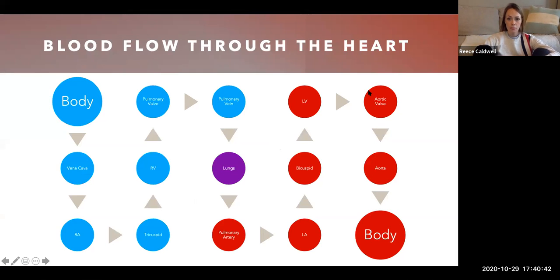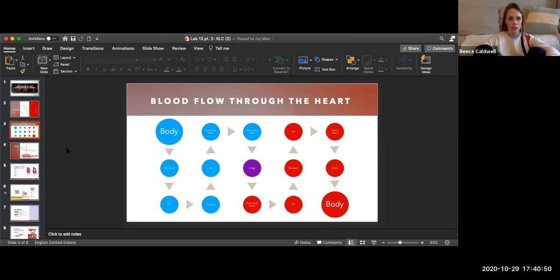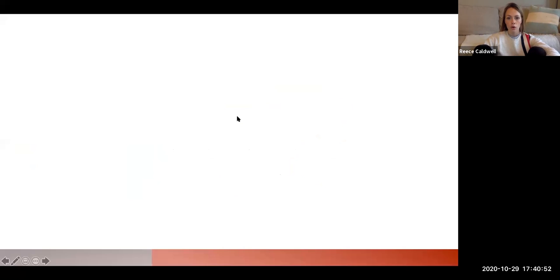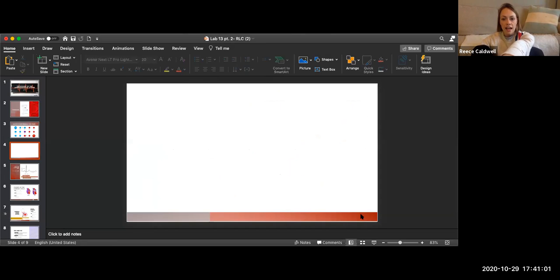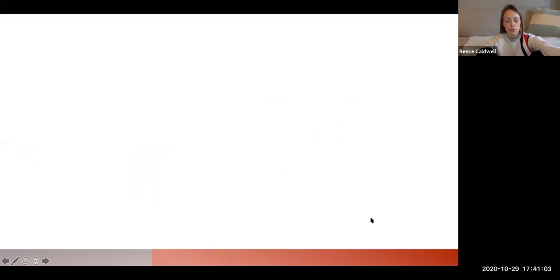So here is blood flow through the heart, and we are going to draw another diagram. Let me get a slide up here. If you want to pull out a piece of paper, or if you just want to pay attention. This is probably the most important aspect of this lab, the blood flow through the heart, and you'll also see it very heavily in your lecture.